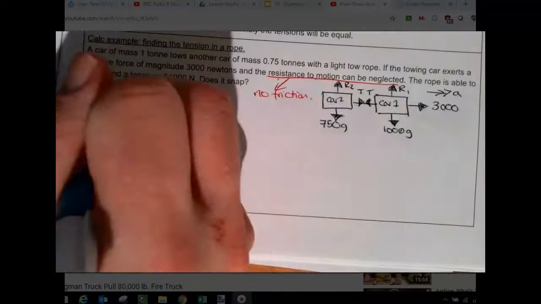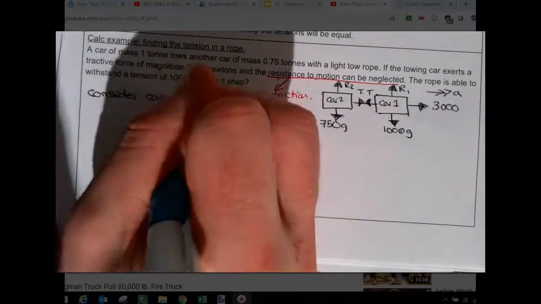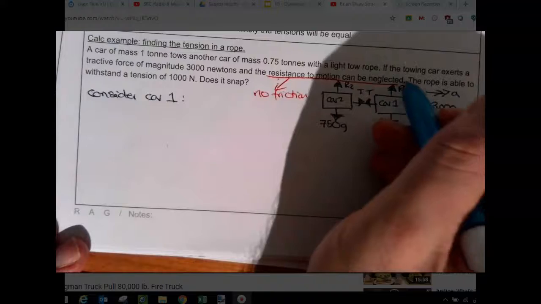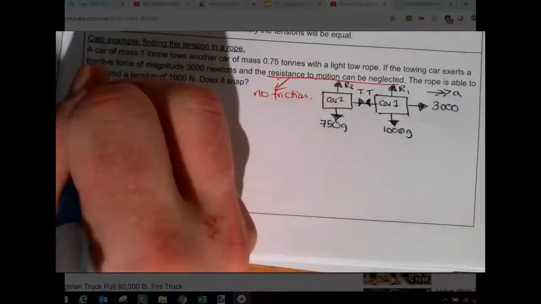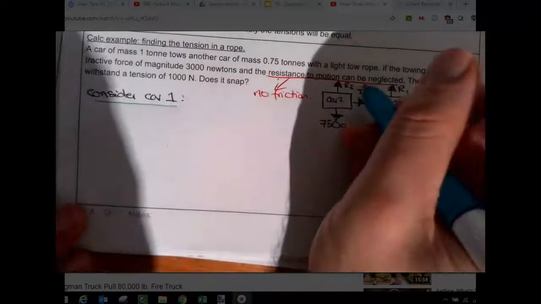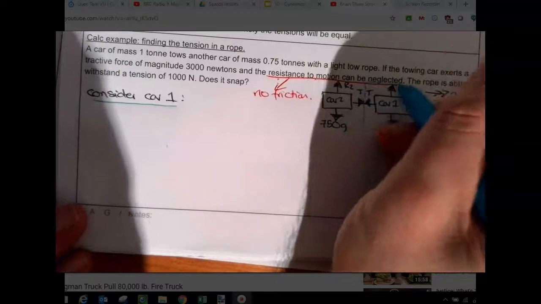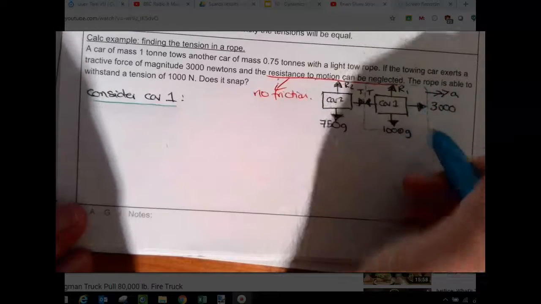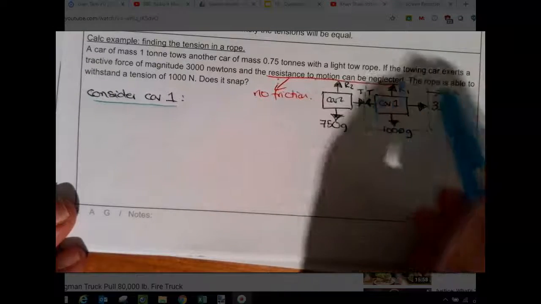So, first thing I'm going to do, and I want you to use this kind of language when you answer your questions. Consider car 1. That means I'm just looking at this car 1 part of it. Wish I'd got my diagram slightly bigger, but essentially the only forces I'm considering are the forces that are acting on car 1. Hopefully you can see that. Car 1.